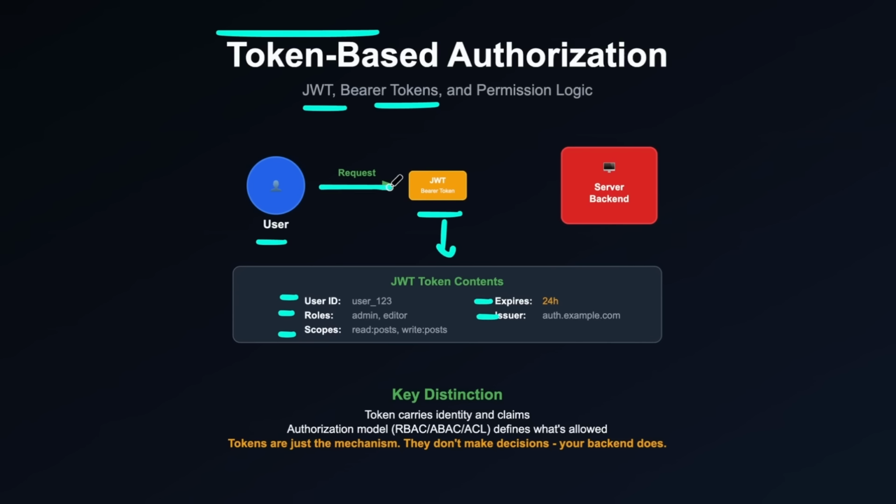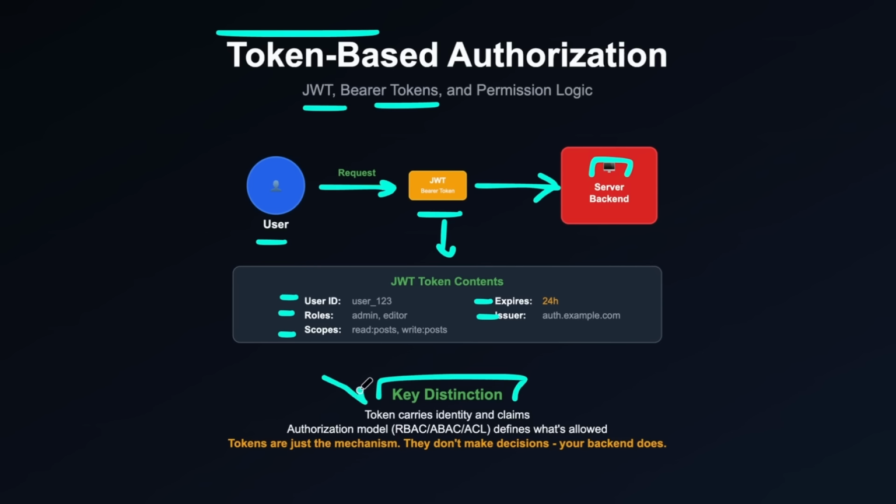So whenever a user makes a request, it always carries this token information and reaches the backend server. This is where the server will check your token and validity, and it will apply the appropriate permission logic. So to not confuse this with authorization models, there is a key distinction.